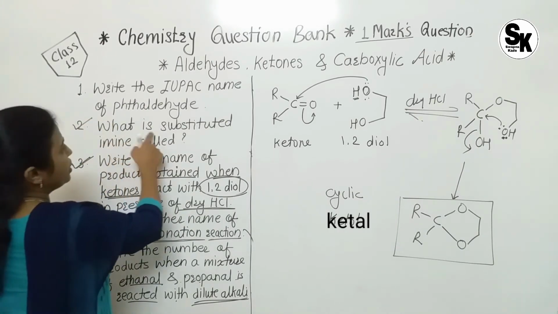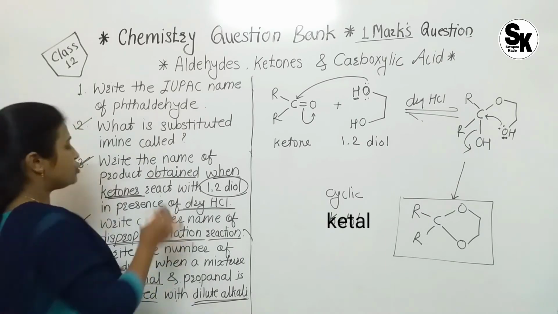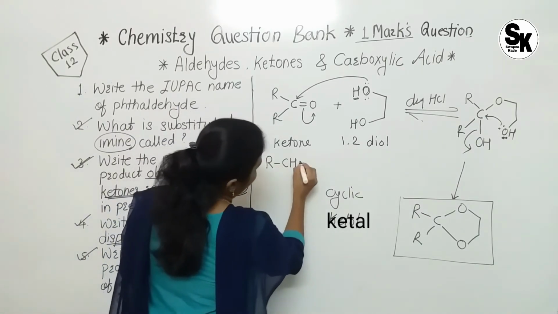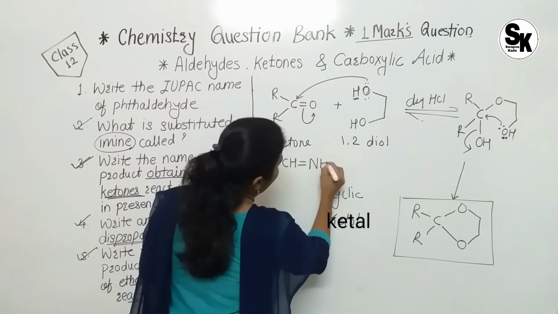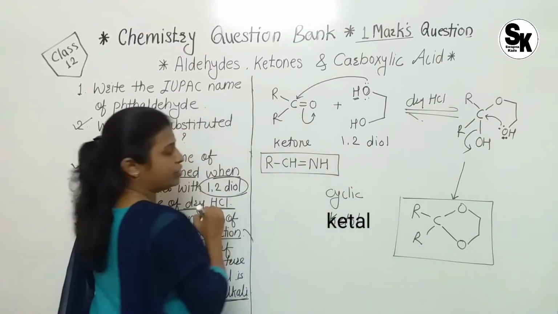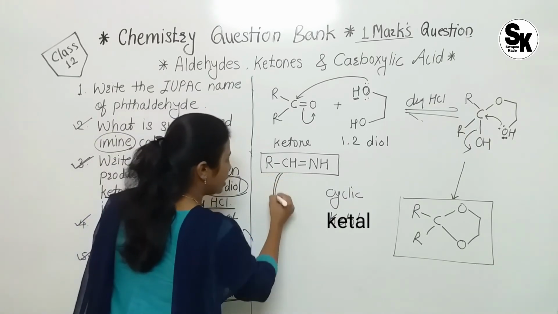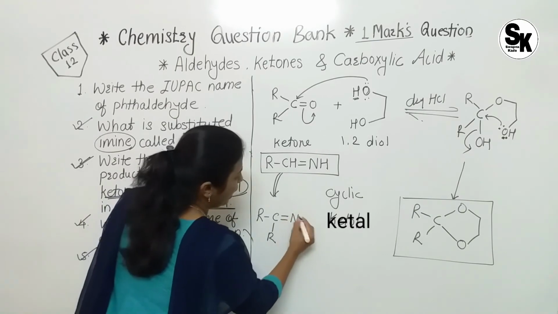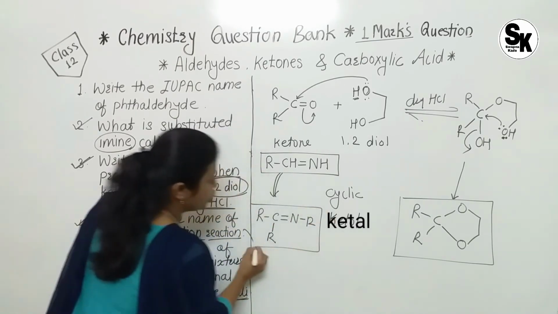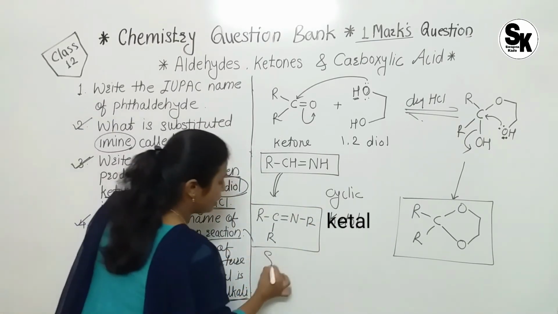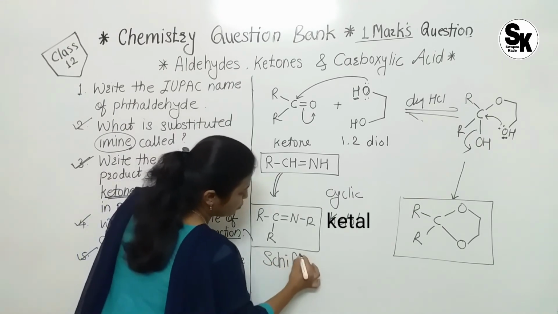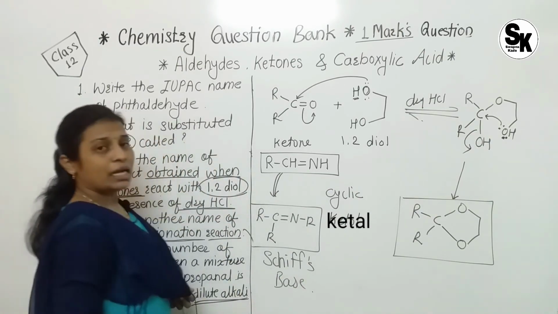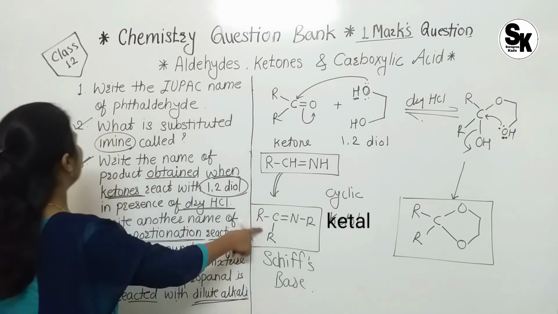Second question, what is the substituted imine called? Firstly, imine is nothing but R, CH double bond NH. So this is the structure of imine. Substituted imines means R, C, R double bond NR. This is the substituted imine and its name is Schiff bases. As per your choice you can pronounce it. So Schiff bases is the name of this substituted imine.